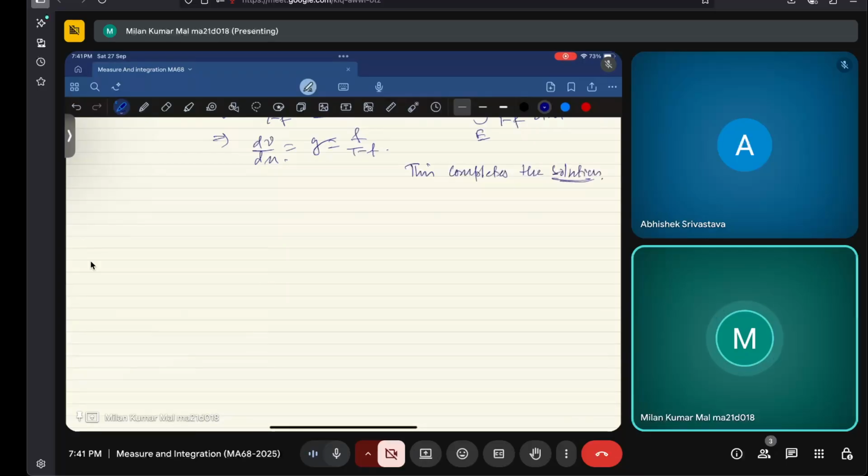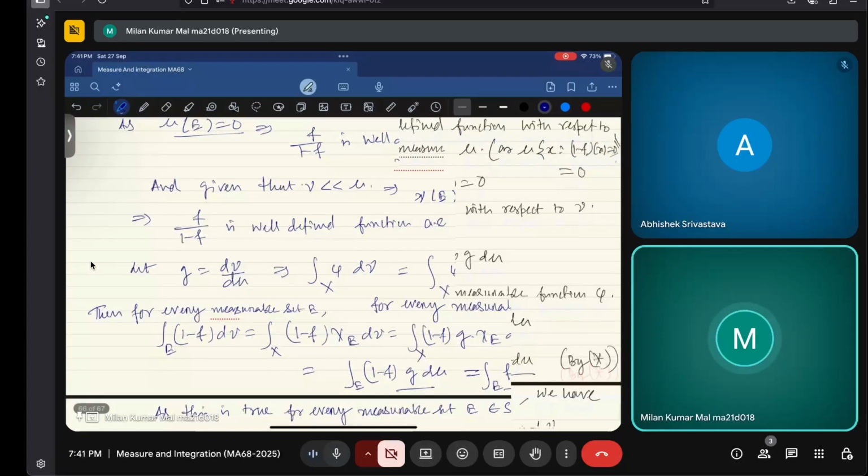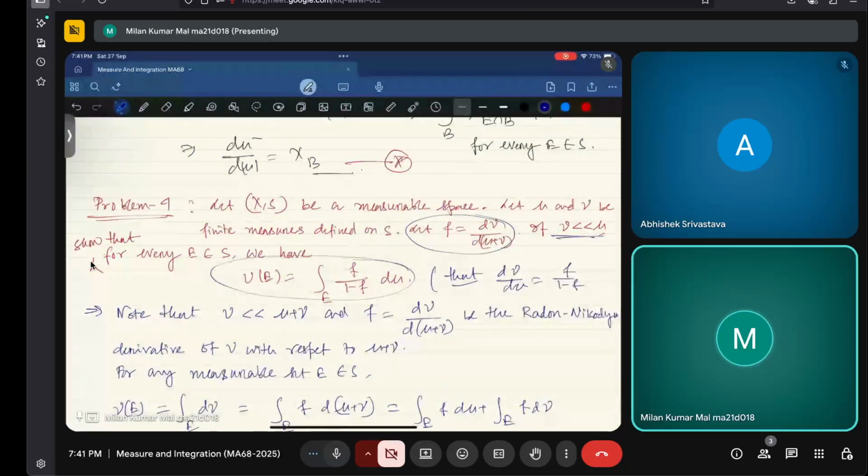So this is actually an interesting problem. Let me quickly go over what we have done to solve it. What is given first? Let X be a measurable space, mu and nu are two finite measures defined on S, and f is a function given by d mu by d (mu plus nu). This exists by default. As mu is absolutely continuous with respect to mu plus nu, there must exist the Radon-Nikodym derivative.